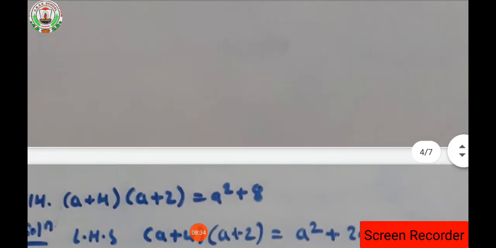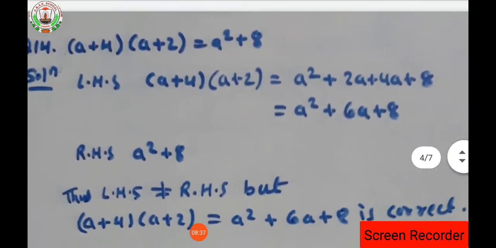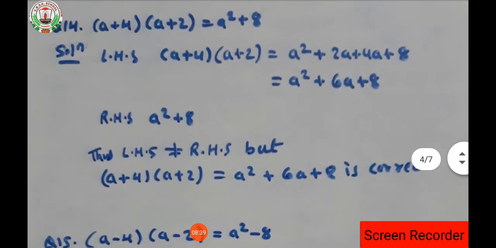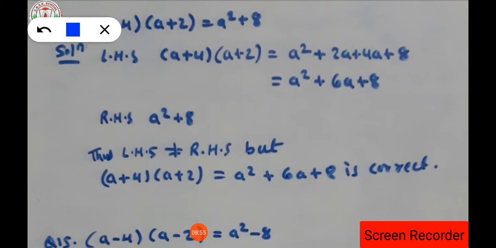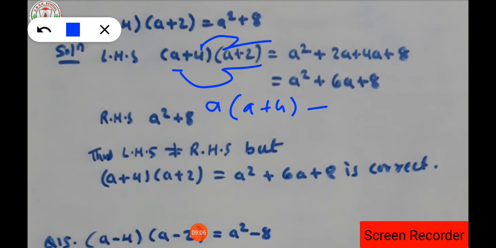What we are having in question number 14: it is said that (a + 4)(a + 2) = a² + 8. So (a + 4)(a + 2) we are going to multiply. As you know how to multiply, a will multiply with both a and 2, and 4 will multiply with both a and 2. So a will be multiplied with (a + 2), then plus 4 will be multiplied with (a + 2), isn't it?